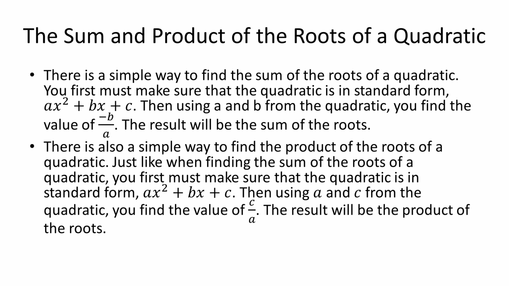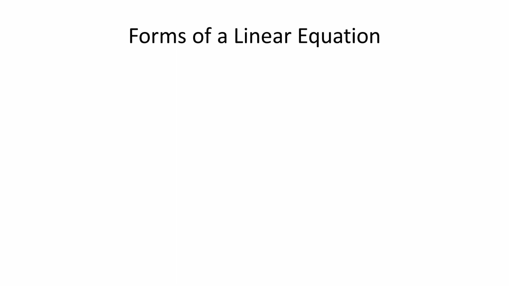There's also a simple way to find the product of the roots of a quadratic. Just like when finding the sum of the roots of a quadratic, you first must make sure that the quadratic is in standard form, ax squared plus bx plus c. Then, using a and c from the quadratic, you find the value of c over a. The result will be the product of the roots.